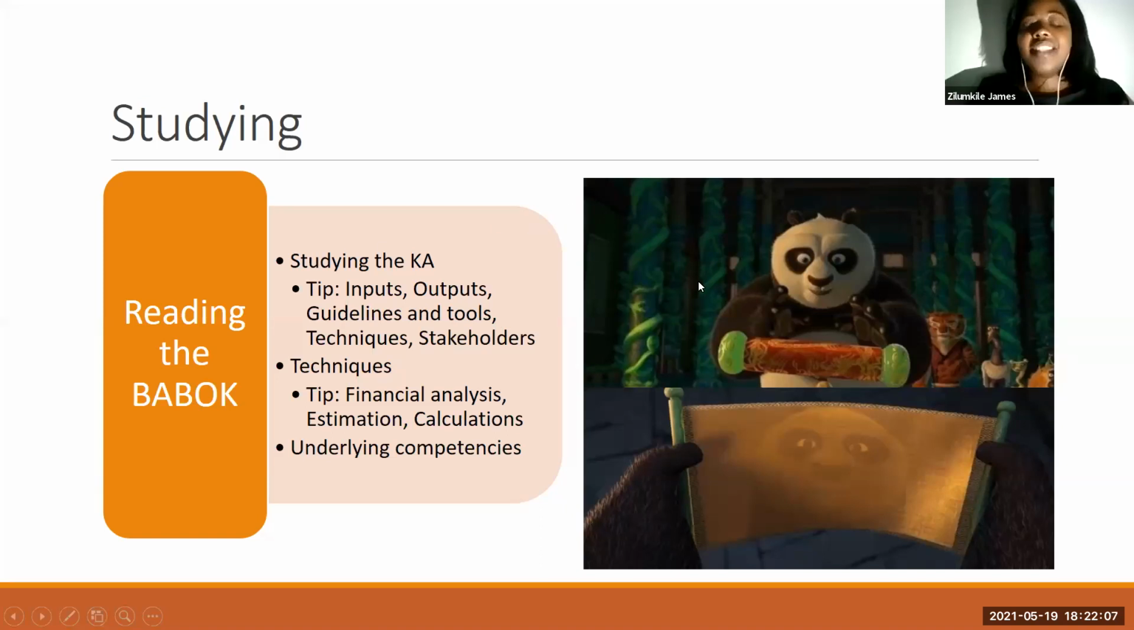Okay, as you can see, the dragon scroll. So the BA book is the dragon scroll. And I do love Kung Fu Panda, by the way.